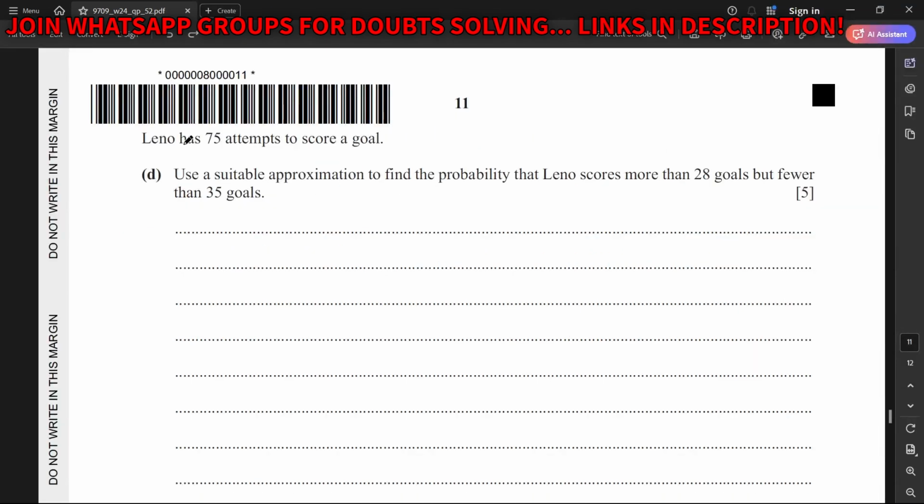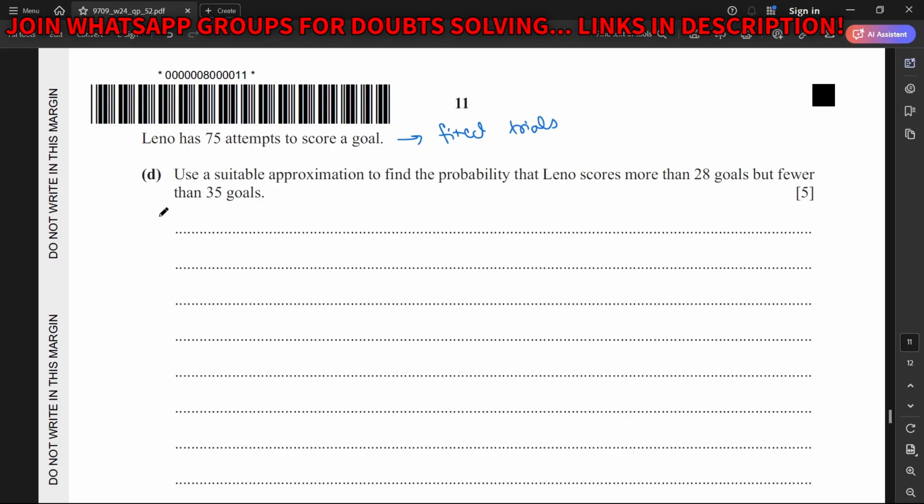And now for the last part, it is given that Leno has 75 attempts to score a goal. So now we are having a fixed number of trials. Using a suitable approximation to find the probability that Leno scores more than 28 goals but fewer than 35 goals. So because we are having fixed trials now, that is 75, we can say that we can approximate our binomial distribution as our normal distribution.